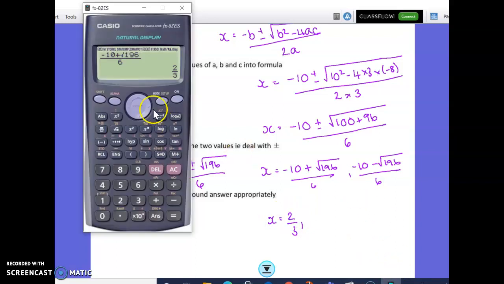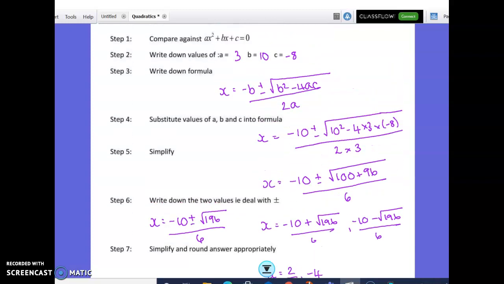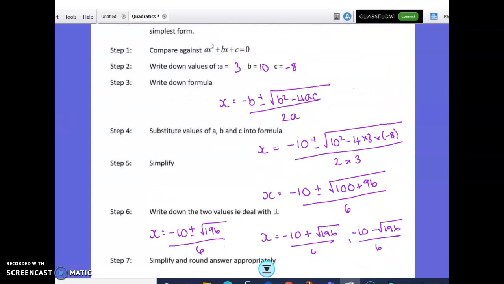I calculate it back up. You can type it all in again, or you can work your way up till you get to that plus, delete it, put minus in. Second answer, the second answer is minus 4. And that gives me my two answers. Okay, let's have a look at the next example.